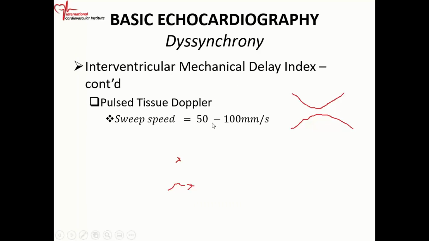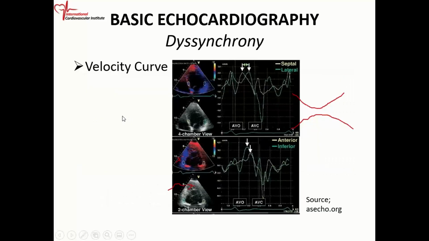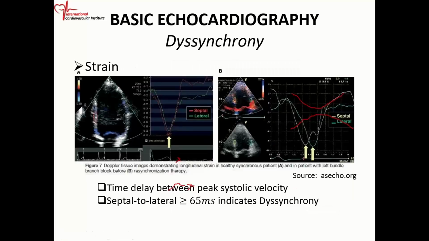And again, sweep speed 50 to 100 milliseconds. You can also use your strain. You can use strain, and you say you want to look at the apical four-chamber view, and you want to look at the septum and the lateral wall. Again, remember, when you have contraction, the septum's supposed to move inwards, the lateral wall's supposed to move inwards, and they're supposed to move inwards at the same time.